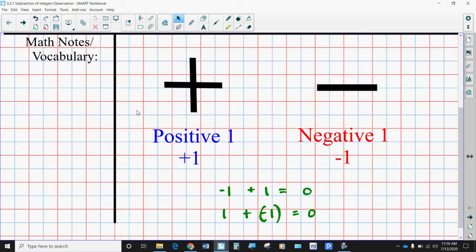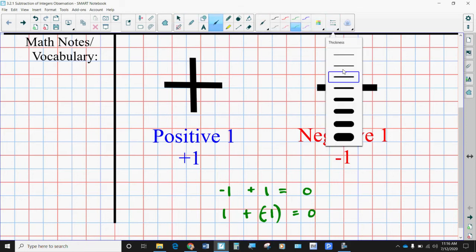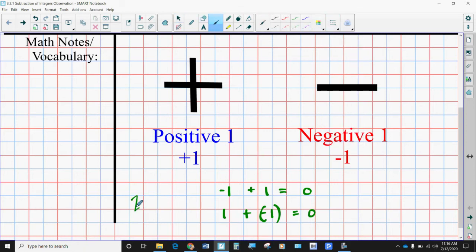And if you recall the idea of a zero pair, maybe I'll write these guys in. These are examples of zero pairs, where if you take one positive with one negative and add them together, you're going to get 0 for an answer. Okay, so let's get to the lesson.